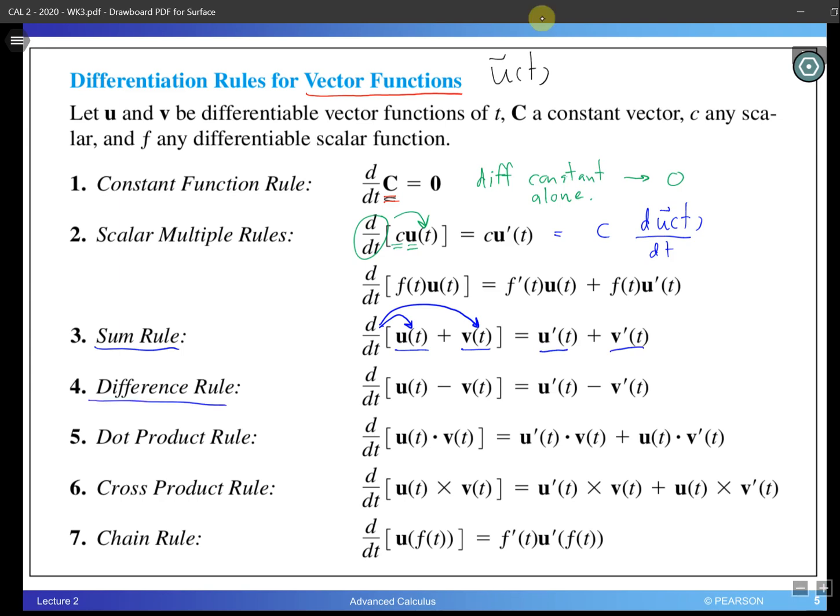Same with the difference rule. Vector function u minus vector function v, you can perform the difference here first and then apply the diff, or you can distribute this diff to each one of them. You can do that too, and you get this. Now, the one that is a little bit different here is the product rule. Why? Because when it comes to vectors, we have two kinds of products.